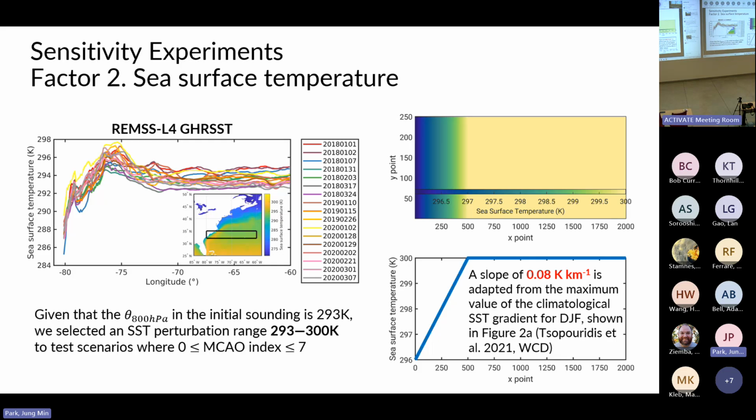From the plan view, to prevent any abrupt changes in SST and instead introduce a gradual increase in SST from the west to the east, we have this area where SST gradually increases with a slope of 0.08 Kelvin per kilometer. This value is adapted from a previous study, where the maximum value of the Gulf Stream SST gradient for the wintertime was around this value.